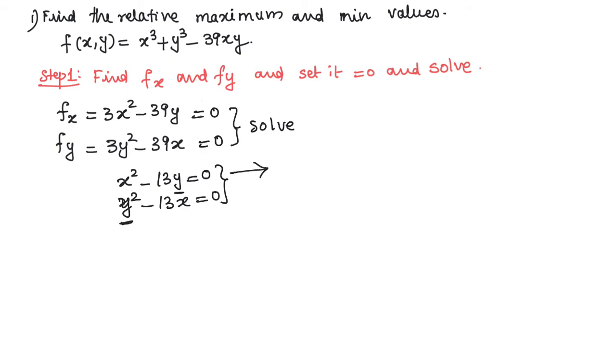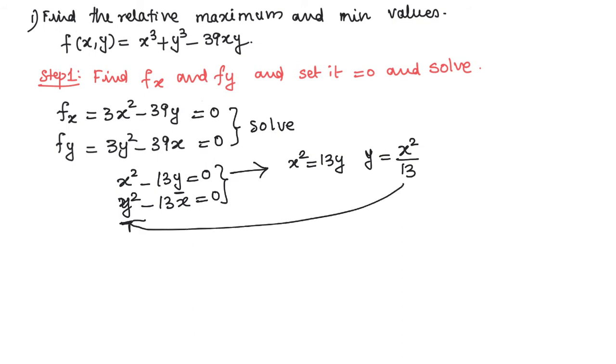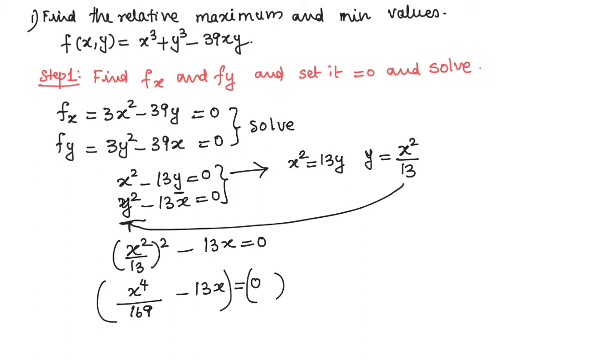In the first equation, if I solve for y, x squared equals 13y, I'm adding 13y on both sides. So y will be equal to x squared divided by 13. I'm going to substitute that here. So this will become (x squared divided by 13) squared minus 13x equals 0. Now I have only one variable. So x to the power 4 divided by 13 squared, which is 169, minus 13x equals 0. Now multiply both sides by 169.